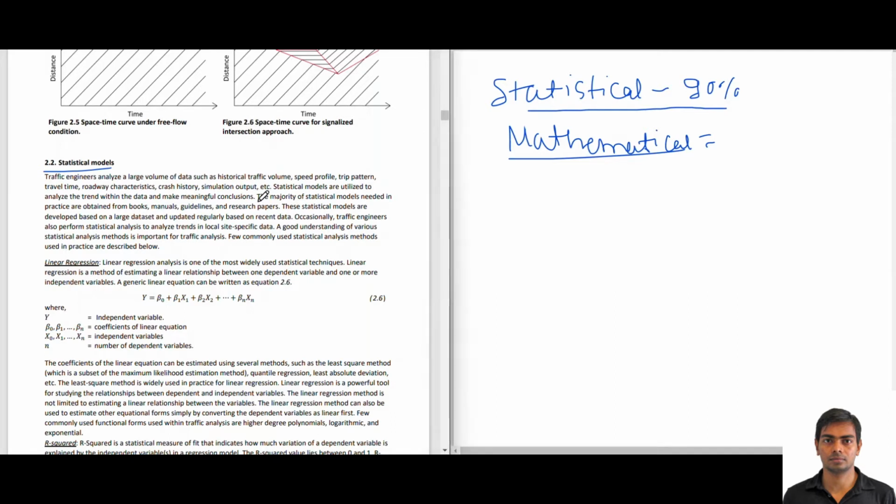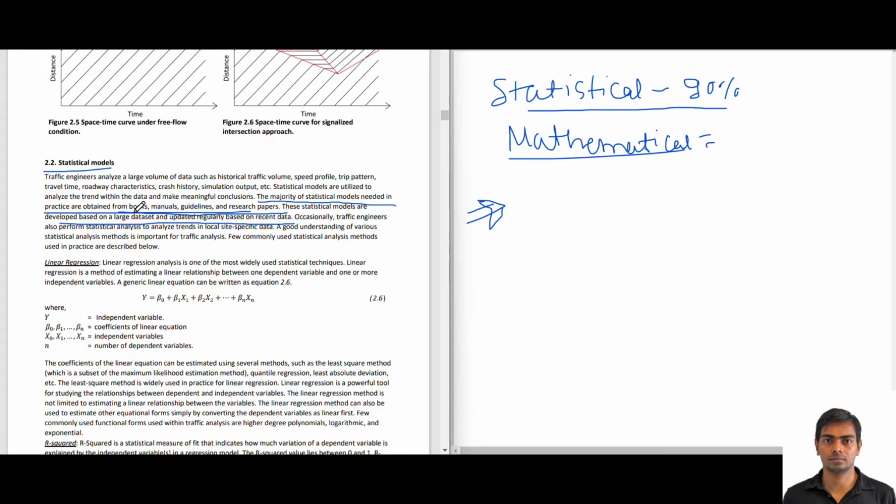So this is an important statement here. The majority of statistical models needed in practice are obtained from books, manuals, guidelines, and research papers. Although there are a lot of statistical models involved in traffic operations, we do not actively go and build those models. So knowledge of building statistical models is for the most part not as extensive as in academia. When we are writing research papers based on data, then we heavily rely on statistical models. For the most part, the research is already provided in the books, manuals, guidelines, and research papers. So the majority of statistical models needed in practice are already given to us. We don't actively start building models every time we get data.